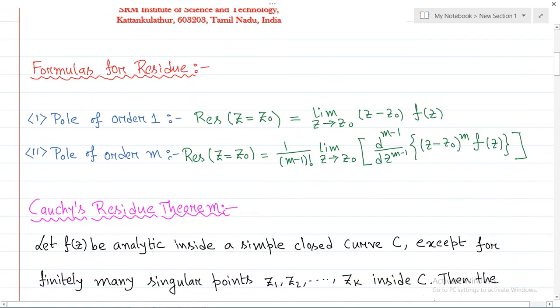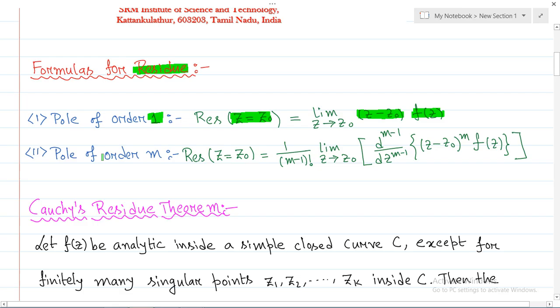In my last video lecture I have already discussed how to calculate the residues for an analytic function. So we are again trying to recapitulate the formulas of the residue. If we have a pole of order 1, that is a simple pole, then the residue at z equals z0 can be calculated using this formula: limit z tends to z0, z minus z0 multiplied with f of z.